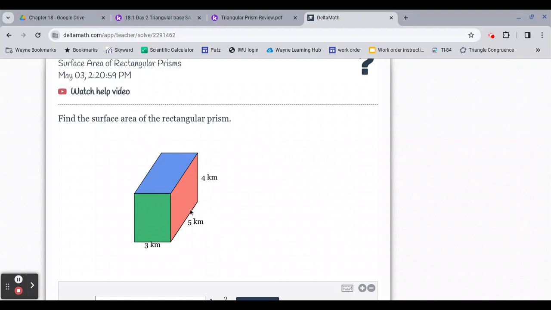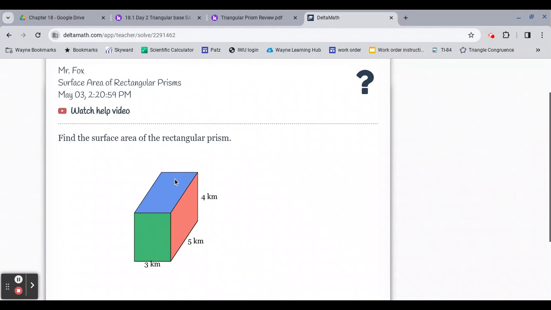If I use pink to find the area of the base, I do 5 times 4. If I use the green, I'd do 3 times 4. If I use the blue, I would do 5 times 3. Okay, whichever sides make up that side. And then finally, there is going to be a few Pythagorean theorem problems. Don't forget, a squared plus b squared equals c squared.